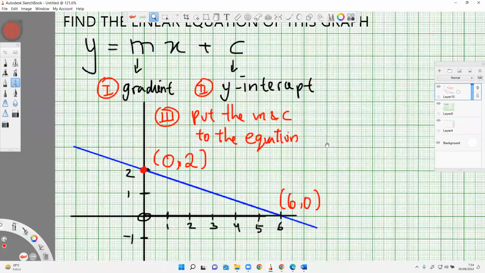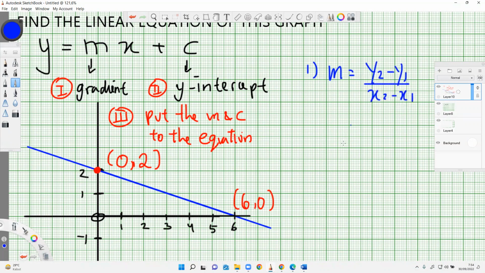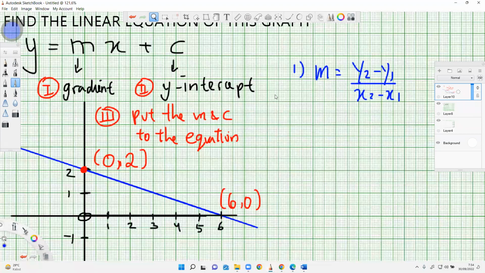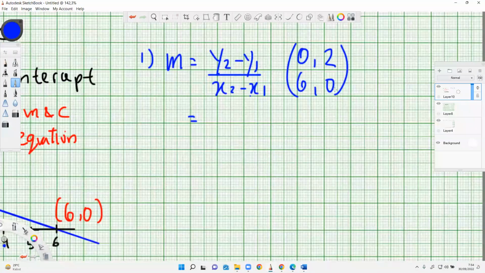Then you find the gradient. So first thing first, you find the m. The formula: y2 minus y1 over x2 minus x1. If you find it hard to see what is y1, y2, x1, x2, put it like this: (0, 2) and (6, 0). So you can easily put the y2. Where is the y2, guys? 0, right? 0 subtract 2 over 6 subtract 0. Get it?